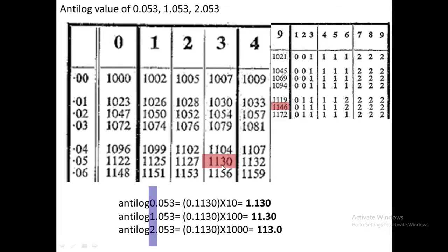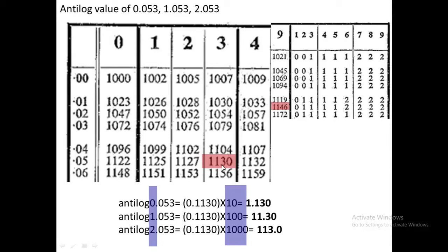If it is 0 before the decimal, we have to multiply by 10. If it is 1, we have to multiply by 100. If it is 2, we have to multiply by 1000. If it is 3, we would have to multiply by 10,000 and so on. So the value will remain the same, only the decimal point place will be changed with this number.